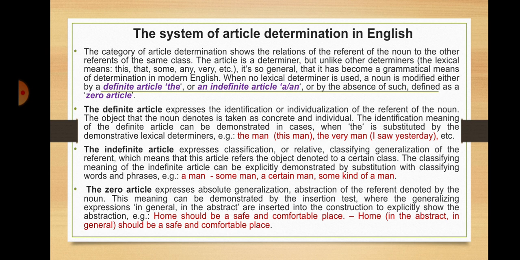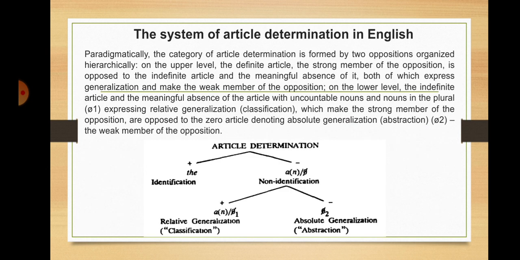The classifying meaning of the indefinite article can be explicitly demonstrated by substitution with classifying words and phrases: a man, some man, a certain man, some kind of man. The zero article expresses absolute generalization, abstraction of the referent denoted by the noun. This meaning can be demonstrated by the insertion test, where the generalizing expressions in general, in the abstract are inserted into the construction to explicitly show the abstraction. Home should be a safe and comfortable place. Home in the abstract, in general, should be a safe and comfortable place.